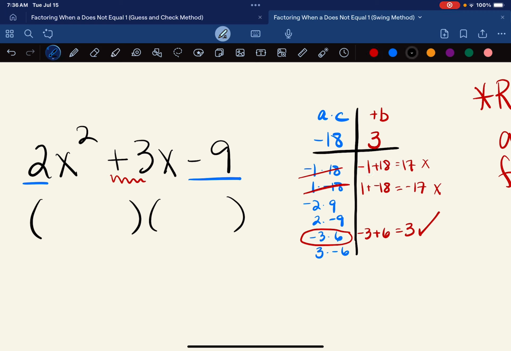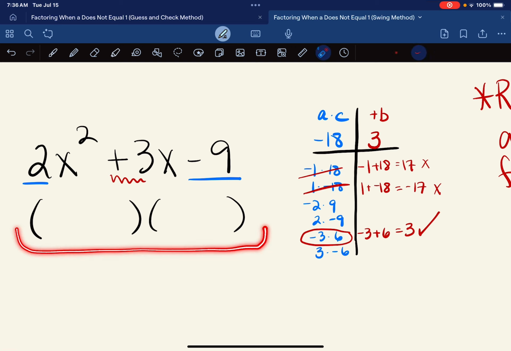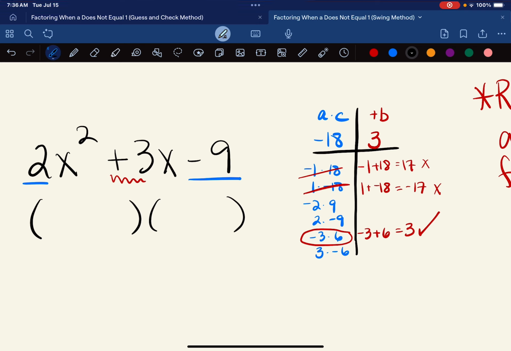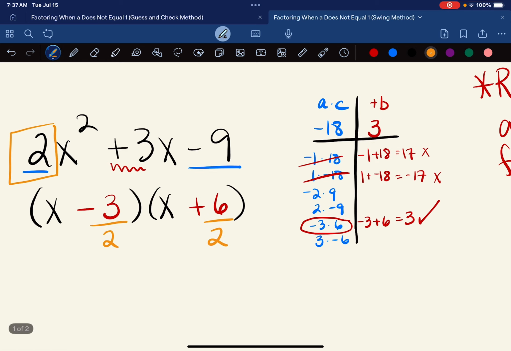In our set of parentheses, these are where my binomial factors are going to go. The very first thing that we put in each of these parentheses is our variable. So we're going to start with an x in each of them, and then we are going to place our factors. And it doesn't matter what order we put them in, so I'm just going to write a minus 3 here and then a plus 6 here because our 6 is positive. So that's the next step. Then we are going to look at our a value. It's the number 2. We are going to divide both of our factors by whatever that a value is. So we're dividing both of these by 2.